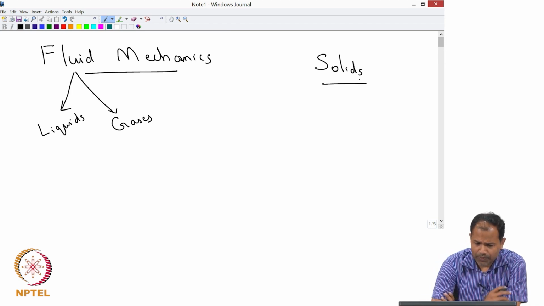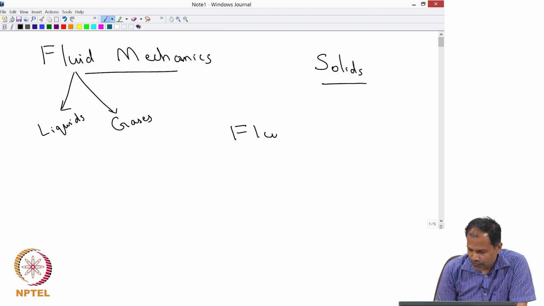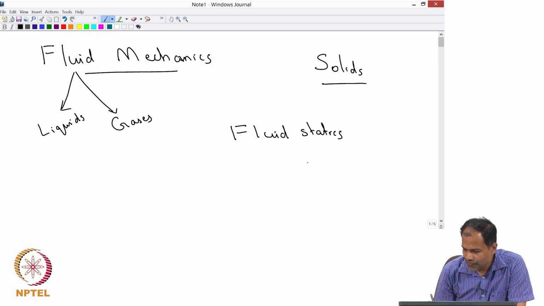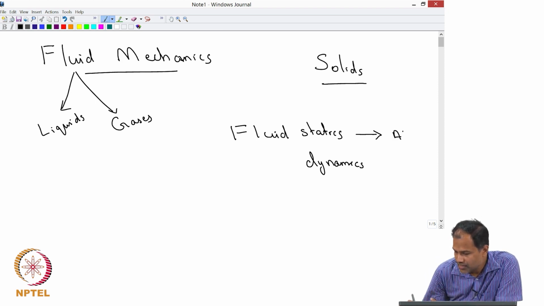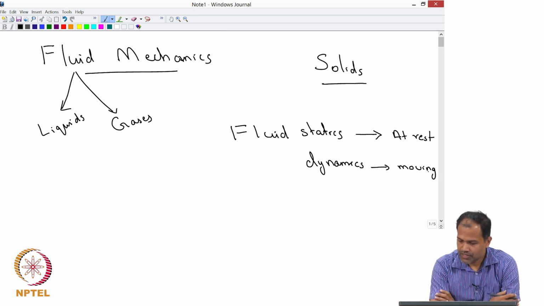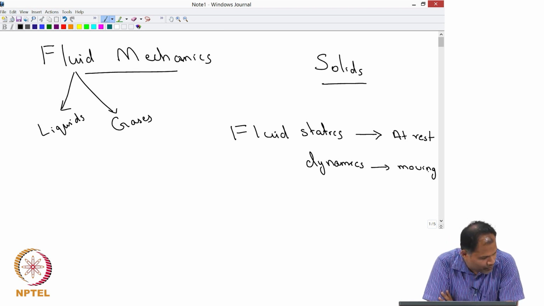So, in fluid mechanics, there are two things that we would like to look at. There is fluid statics and then there is fluid dynamics. Fluid statics is essentially the study of fluids at rest, and dynamics is fluids that are moving or are in motion. So, these are the two branches or two divisions in fluid mechanics.